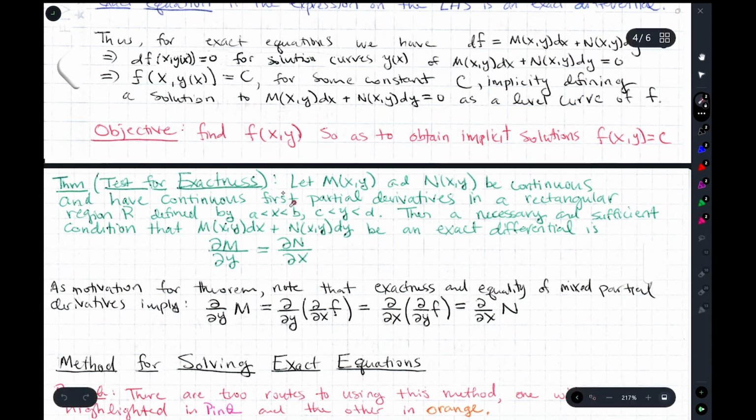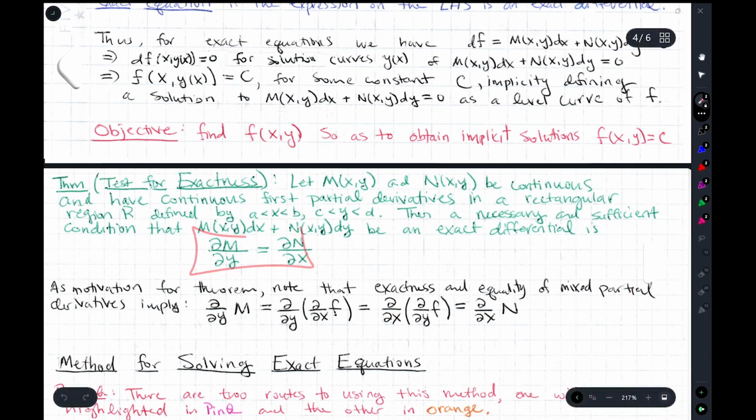So we have this theorem: let M and N be continuous and have continuous first partial derivatives in a rectangular region defined as you see there. Then a necessary and sufficient condition that M dx plus N dy be an exact differential, okay, so we know this would correspond to some df, is that partial M partial y is equal to partial N partial x. Now be careful.